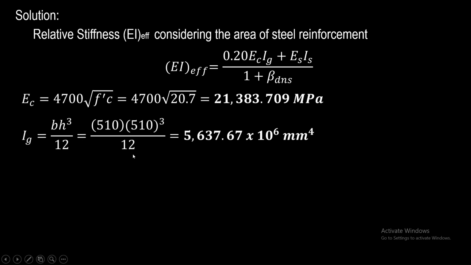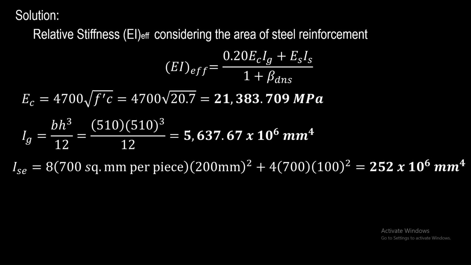For the sake of this problem, since we have a square section, there's no need to consider which is the larger or which value needs to be raised to 3. With a base of 510 and a height of 510 raised to 3 over 12, we have 5,637.67 times 10 raised to 6 millimeter raised to 4 for the gross moment of inertia of the section.